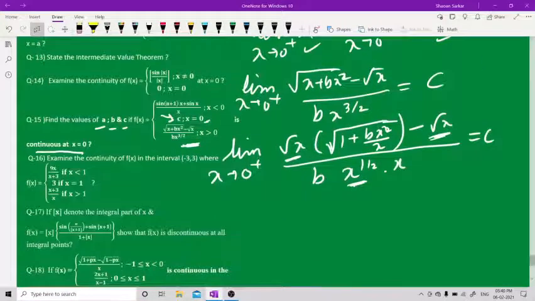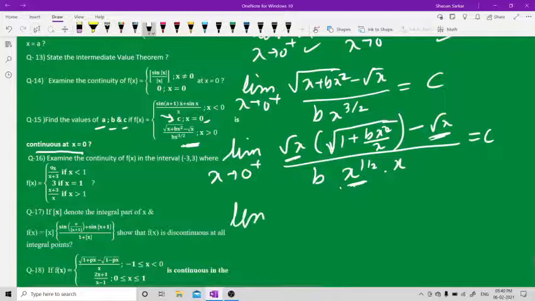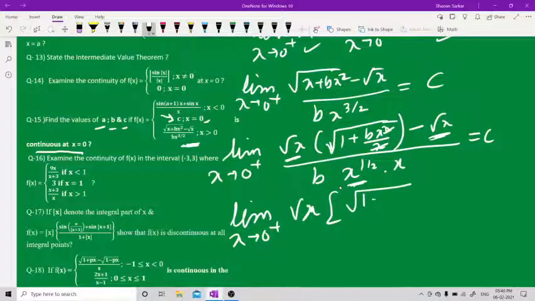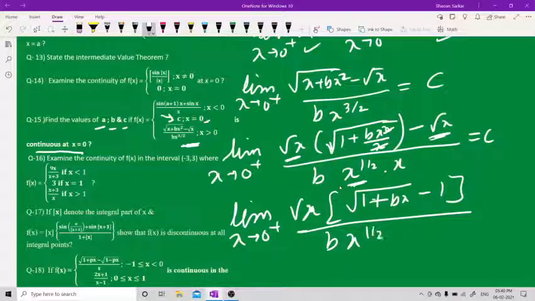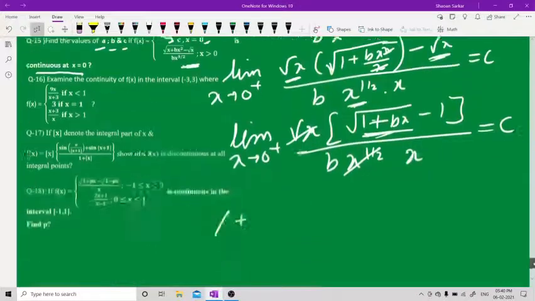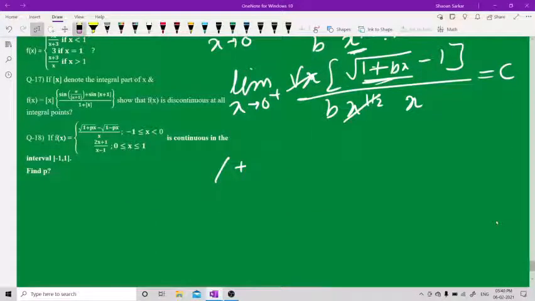Look, take limit x tending to 0 plus, under root x is taken out. Put a bracket: 1 plus, this x will cancel with this x, so this will become under root of 1 plus bx, minus 1. This and this cancel out and you get this. Now expand this using the binomial theorem.